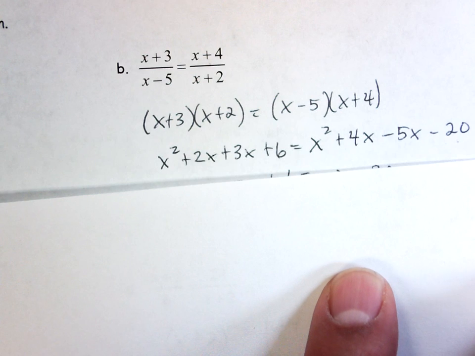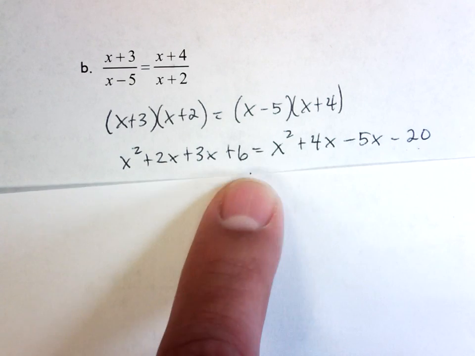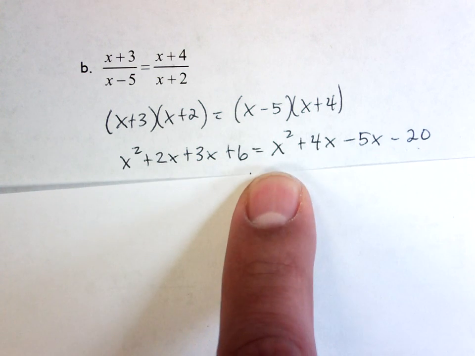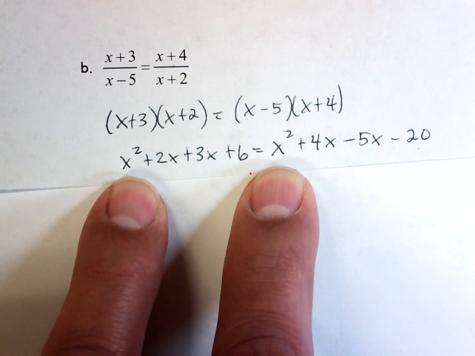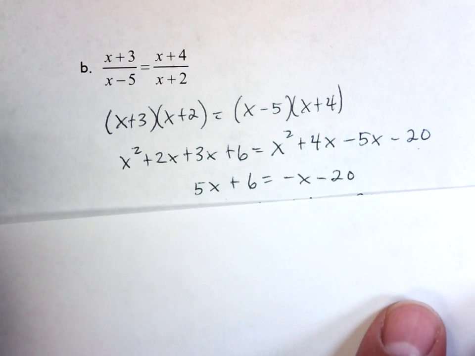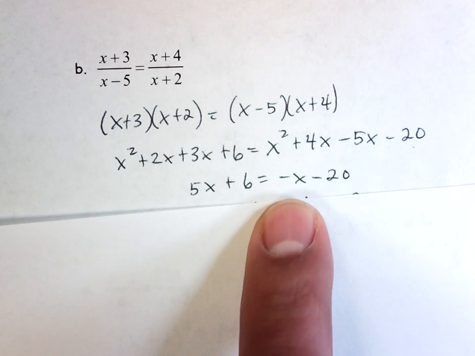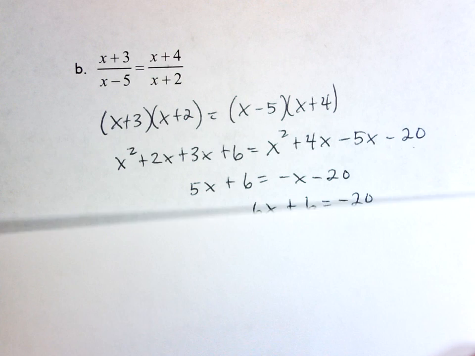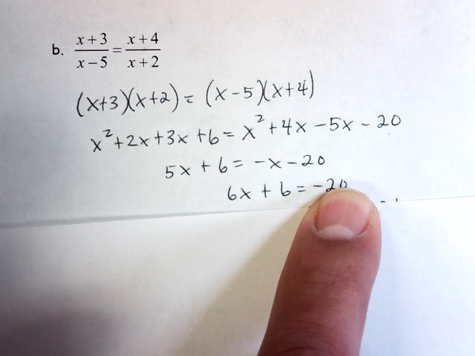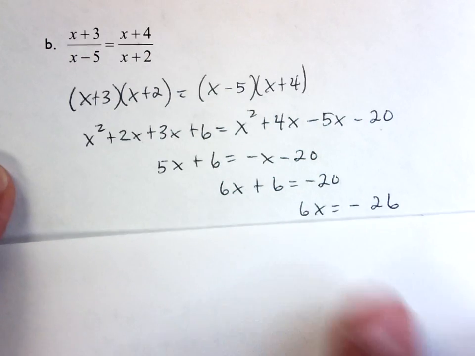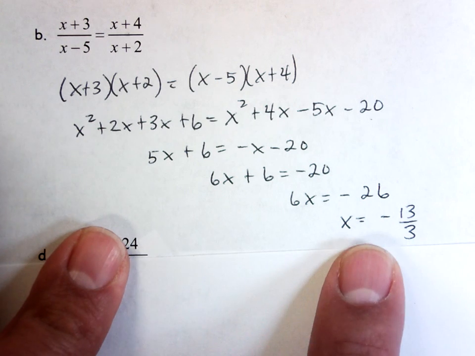I did my double distribution. I did some algebra 1. And I now have x squared plus 2x plus 3x plus 6 on this side. And over here I have x squared plus 4x minus 5x minus 20. Well, I've got x squared on both sides. I can subtract x squared from both sides. And then I can combine my like terms. 2x plus 3x is 5x. And 4x minus 5x is minus x. I can now add x to both sides, and I get 6x plus 6 equals negative 20. I can now subtract 6 from both sides, and I get 6x equals negative 26. Divide both sides by 6, and I get x equals negative 13 over 3.